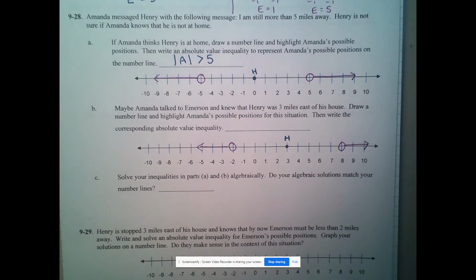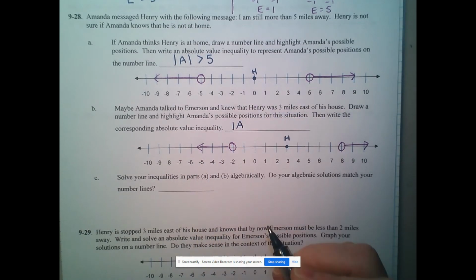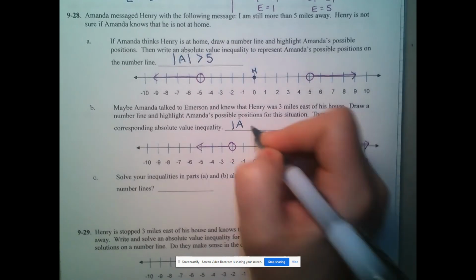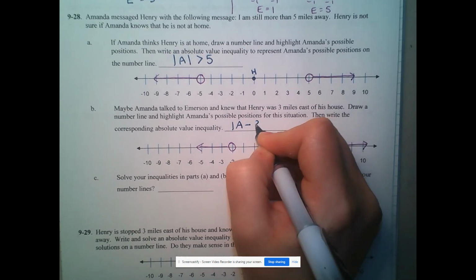So again, if we think about the top one, we have the unknown, which is Amanda's location, minus our center, the thing that is known. In this case, it's 3.